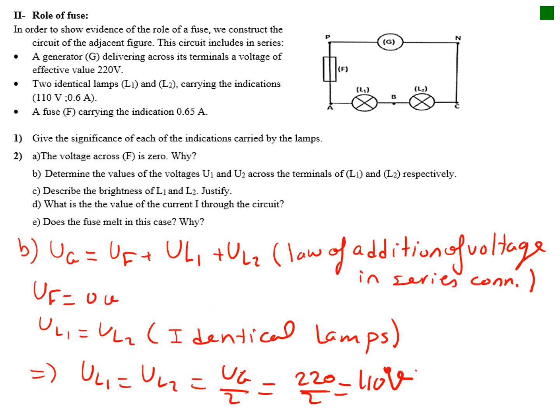B, determine the value of the voltage U1, U2 across the terminals L1 and L2 respectively. First, U across G equals U across F plus U across L1 plus U across L2. Law of addition of voltage in series connection. U across F is equal to 0. U across L1 equals U across L2 since identical lamps. Then U across L1 equals U across L2 equals U across G over 2, equal to 220 over 2 equals 110 volts.